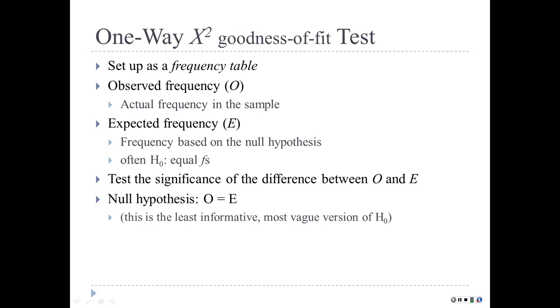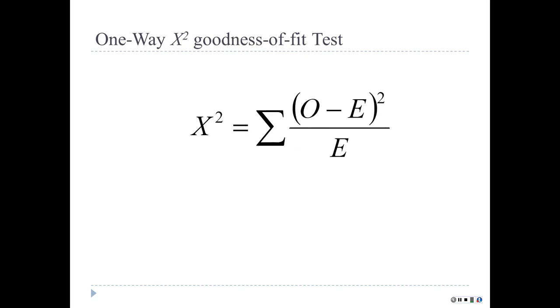The null hypothesis says the observed should be the expected frequency, and that's a pretty vague version of the null hypothesis, but that's what we're going to go with. And the alternative hypothesis says the observed values will not fit the null hypothesis expected frequency. So thinking about that null hypothesis for a one-way goodness of fit test is pretty important. So when we put this in formula form, it's like this. This looks a lot like the formula for variance, except instead of x minus x bar, we have O minus E.